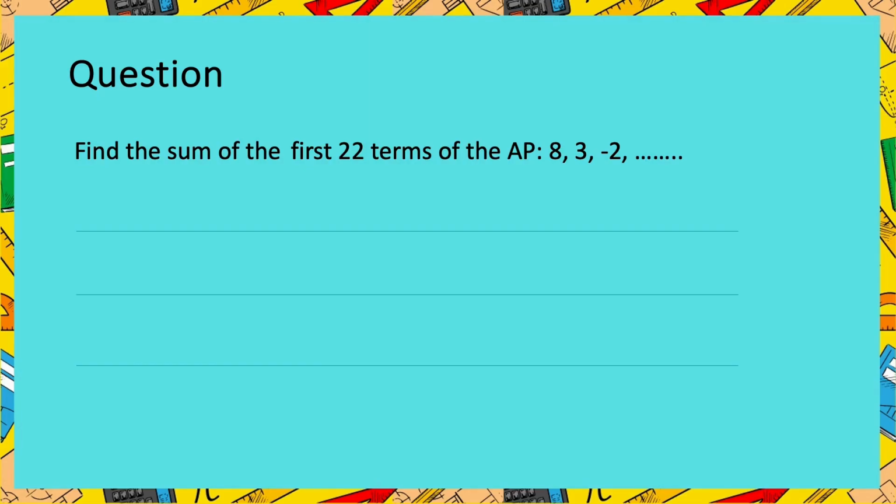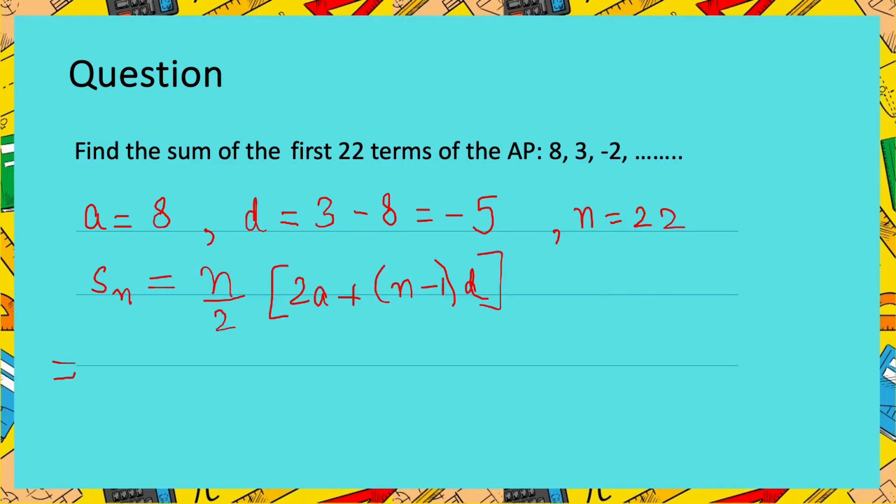So we want to find out the sum of the first 22 terms of the AP. Again, we have to figure out what all is given to us. A is 8, that's my first term, and to find out the common difference, I can do 3 minus 8, which gives me minus 5. That's my common difference, and the n here would be 22 because I want to find out the sum of the first 22 terms. So we will write the formula S is equal to n by 2 into 2a plus n minus 1 into d.